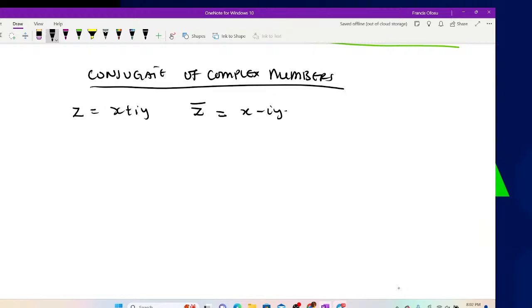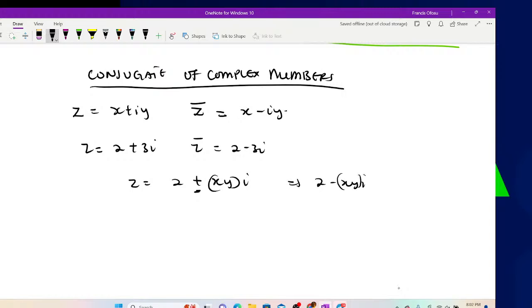So if, for example, you have z equal to 2 plus 3i, the conjugate z bar is simply 2 minus 3i. If I have an expression, let's say z is equal to 2 plus xyi, the conjugate, don't worry yourself, just change the sign of the imaginary and you are going to get 2 minus xyi, and this is simply the conjugate of complex numbers. From here, let's find division of complex numbers so you understand.